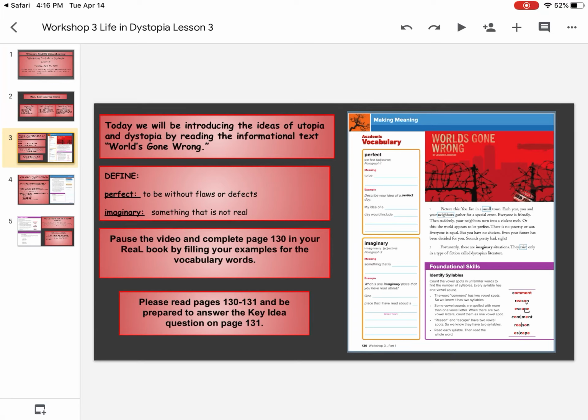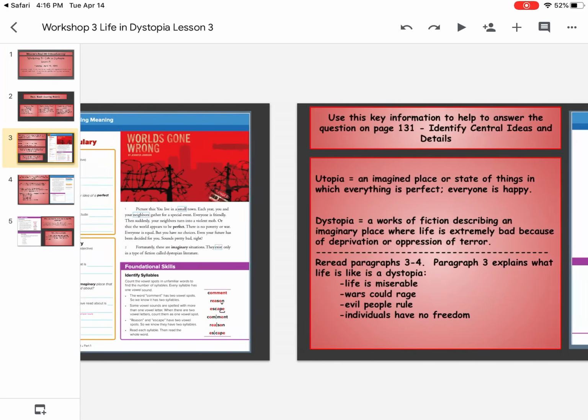Once you finish that, I would like you to read pages 130 and 131, and you're going to be prepared to answer the key idea question on page 131 when you're done. And that key idea question is, what is the main idea of this text? So go ahead and pause this recording, and we'll start up again once you have completed pages 130 and 131.